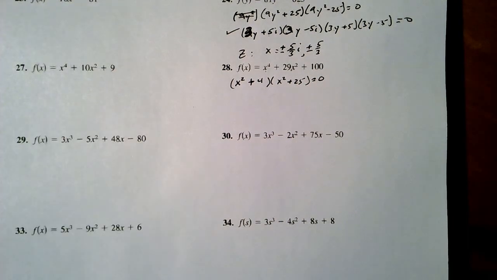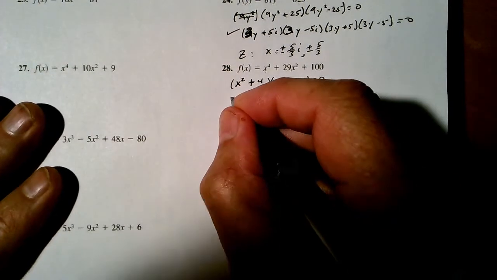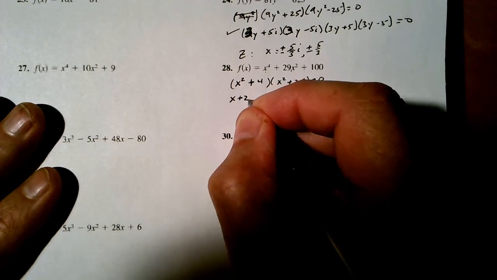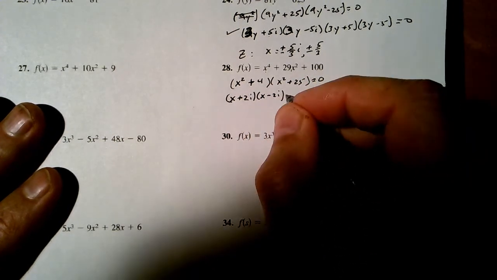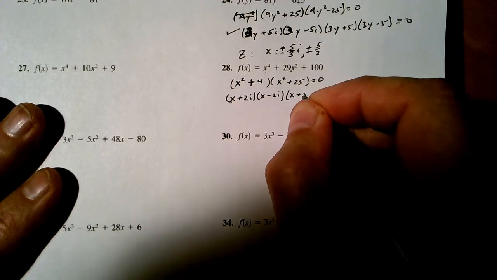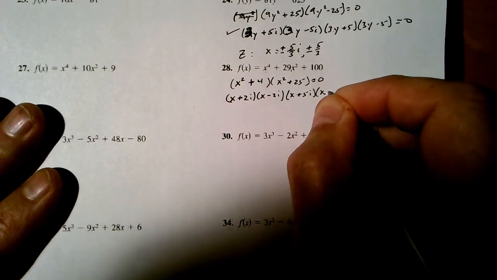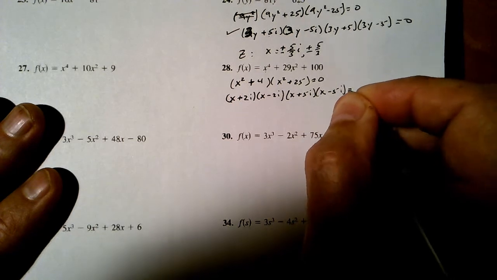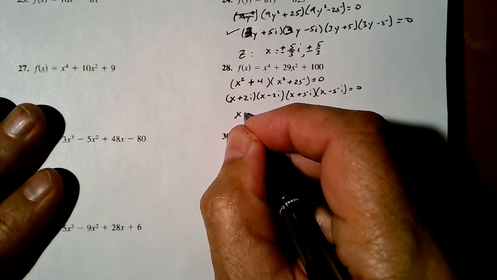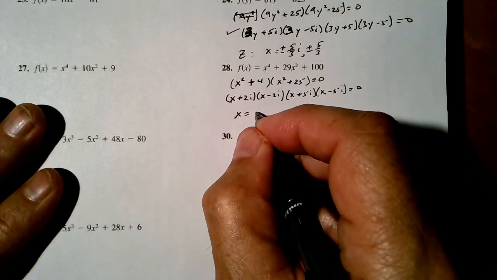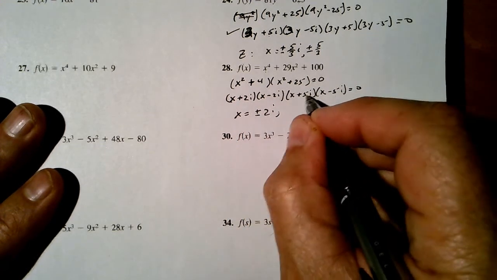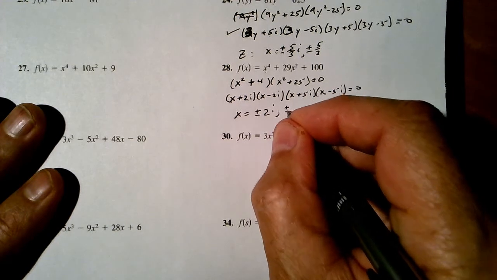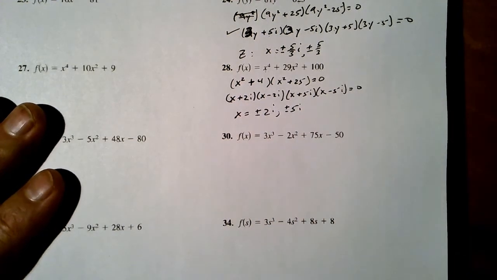Set that equal to 0. Sum of perfect squares. Oh, all right, I'm getting good at this. x plus 2i, x minus 2i, x plus 5i, x minus 5i. So x equals plus or minus 2i, and plus or minus 5i. So there are no real zeros.